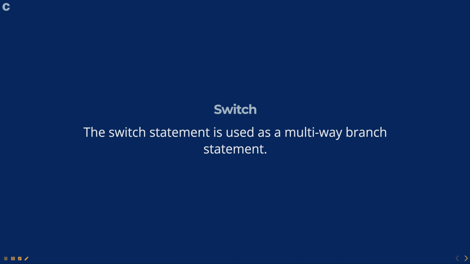The switch statement in C is used as a multi-way branch statement. It is used to perform different actions based on different conditions. The switch statement takes an expression as its argument and compares the value of the expression to the values of each of the case labels within the switch block. If a match is found, the code following that case label is executed. If no match is found, the code following the optional default label is executed.